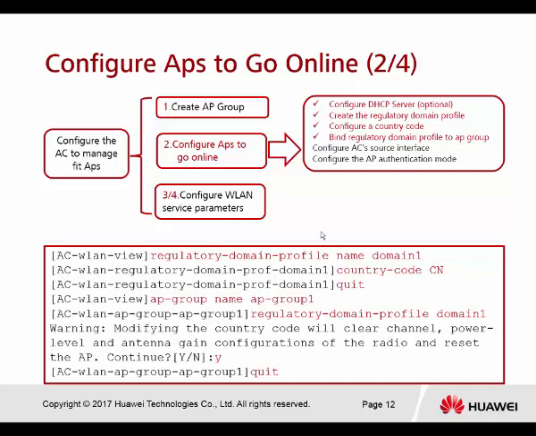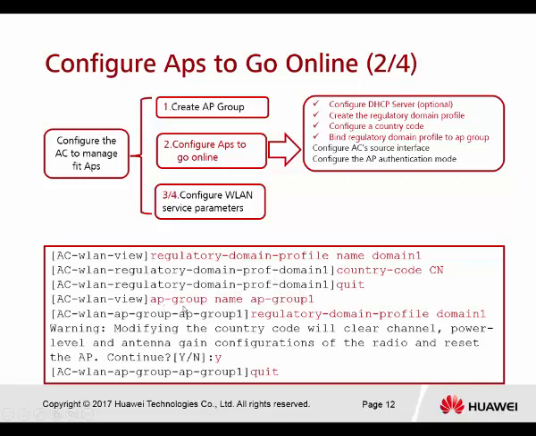Now return to the WLAN view. Remember how to return to the WLAN? From the system view we type wlan. From here put the command regulatory-domain-profile. Only the first time you enter this profile, you have to give the name. In this place, put your own country code. Remember what a country code is. Next, use the quit command to return to your WLAN view.